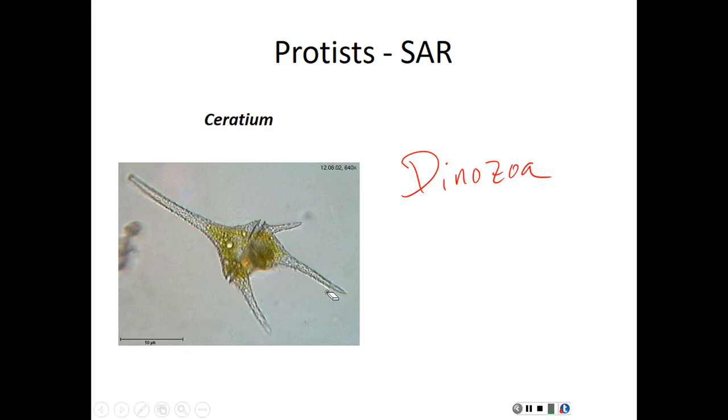Also, this organism is armored with cellulose plates. The cellulose plates are just what's making up the outside and give it this kind of interesting structure here. So those are the cellulose plates on this organism.